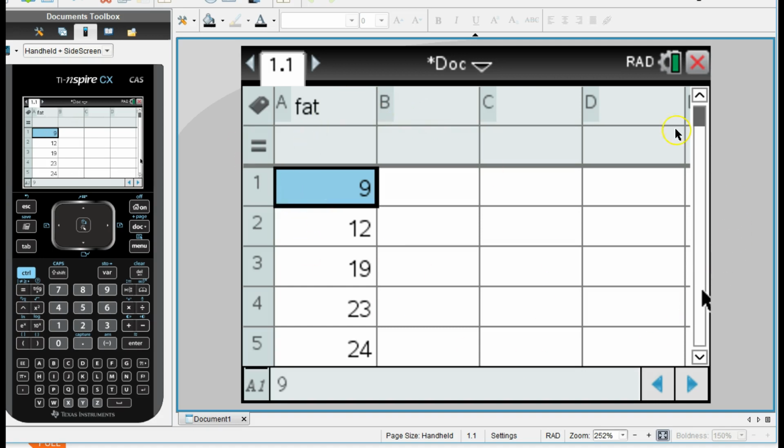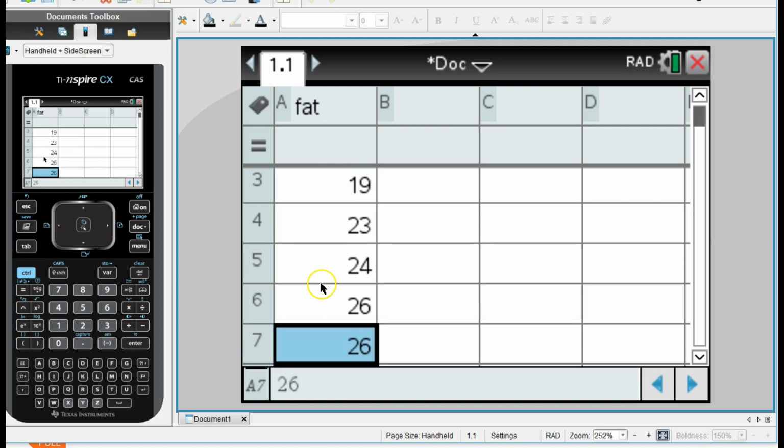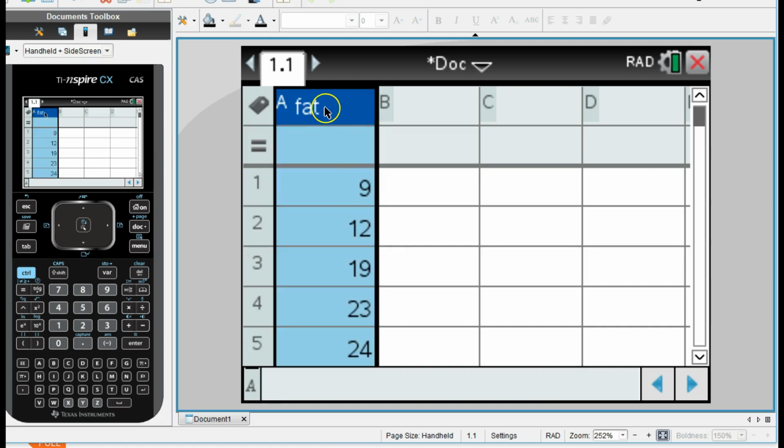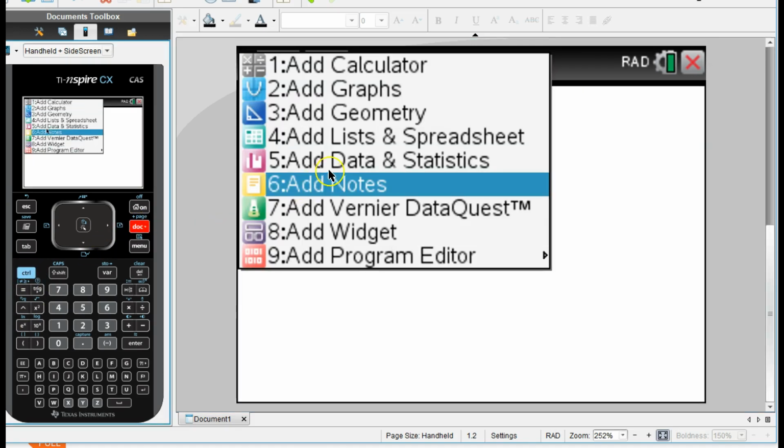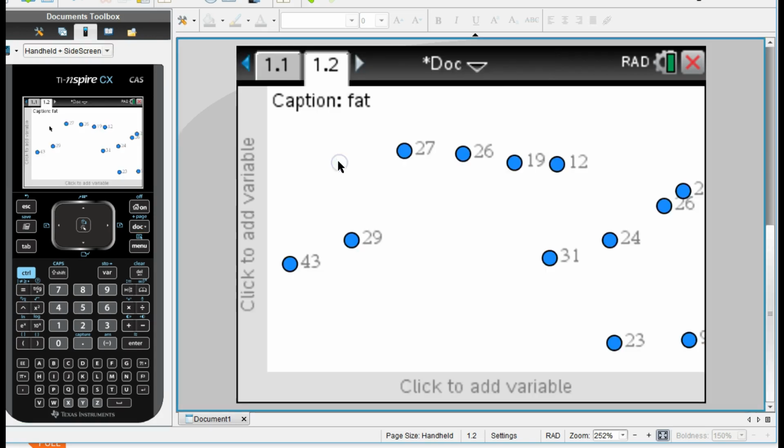I have open here a list and spreadsheet page. I already have the distribution entered. Let's just make sure all 12 values are there. Sure enough, there they are, sorted from smallest to largest, and it's labeled with the name fat. So what I'm going to do is add a page to this document. I'm going to add a data and statistics page.